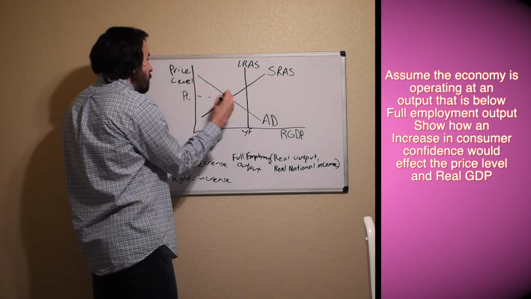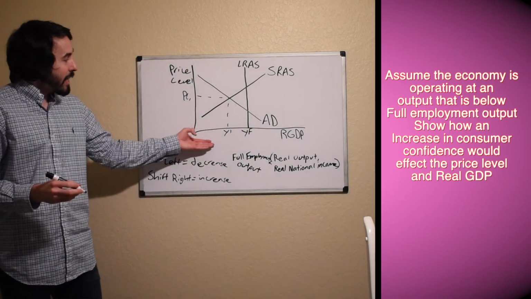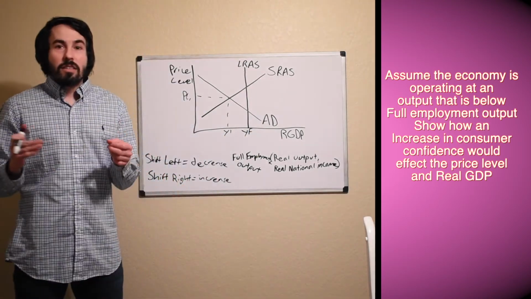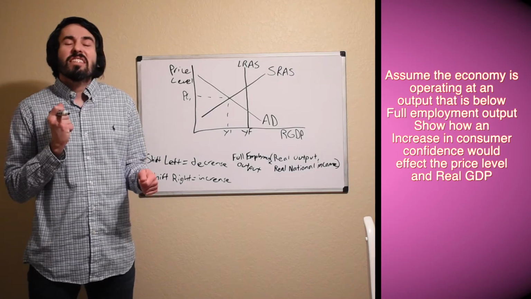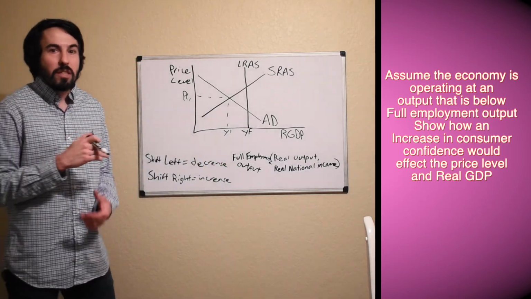Aggregate demand is right here. Here's our price level. And here's our real GDP. We are in a recessionary gap. We were experiencing high unemployment. And now it tells us that we have to see, how does an increase in consumer confidence affect our output, our price level, and our real GDP?